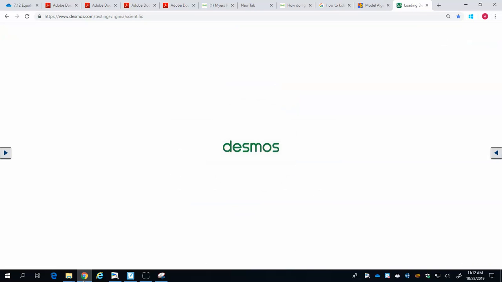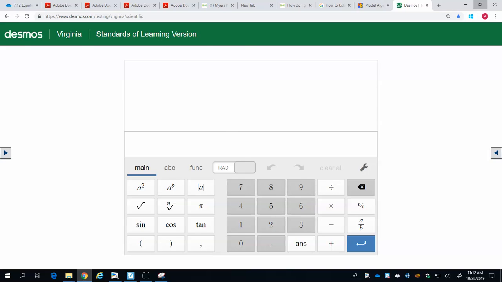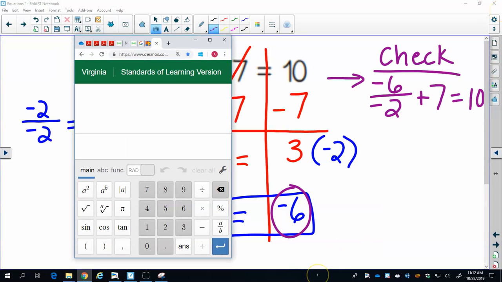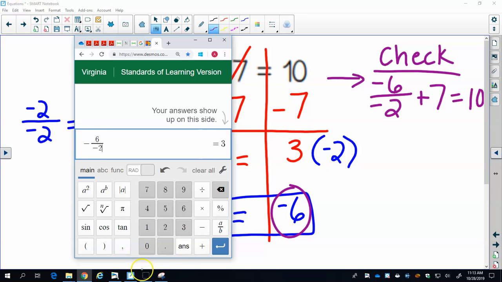So I'm going to pull that up. And then if you look at our equation, I can simply put -6 divided by -2 plus 7 into my equation. So it's going to be -6 divided by -2. Oops, let's clear that. I'm going to try that again. I'm going to start with my fraction bar. -6 on the top, -2 on the bottom. I'm going to click outside my division. I'm going to add 7.